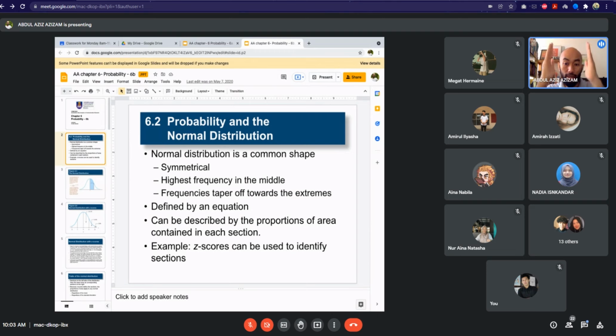Bell shape tu dia mesti symmetrical, highest frequency in the middle. So di tengah-tengah dia tu, the frequency dia tinggi lah. Di kiri kanan dia tu adalah the extreme, sama ada extreme to the left or extreme to the right. So defined by an equation, can be described by the proportions of area contained in each sections. Example, z-score can be used to identify section.